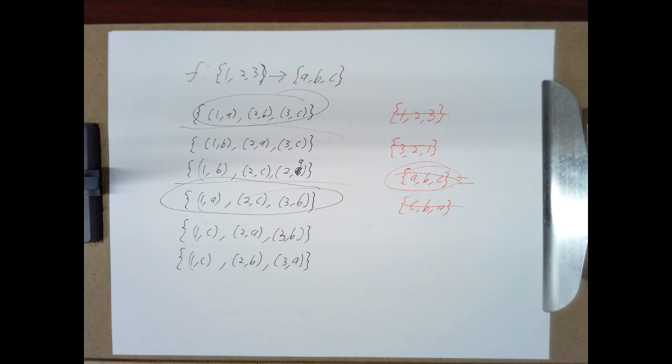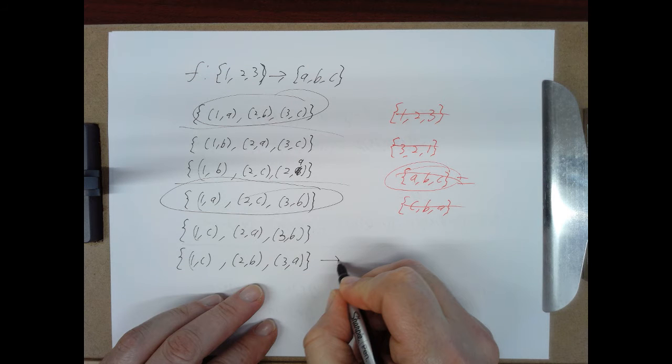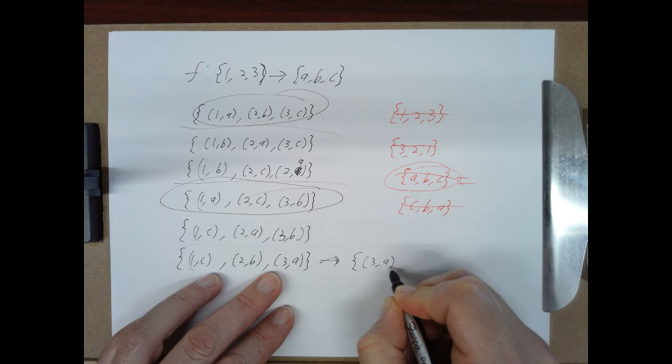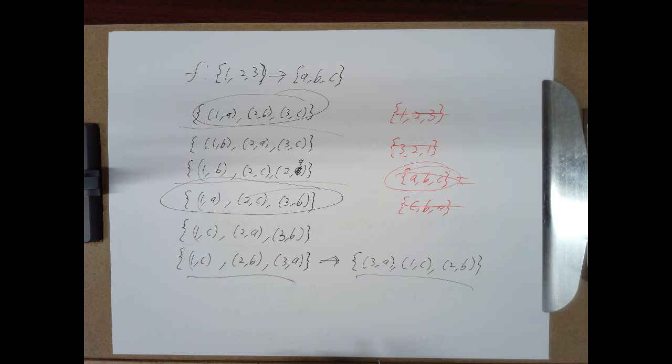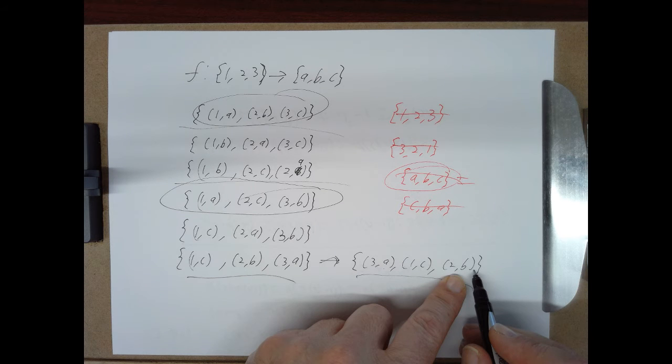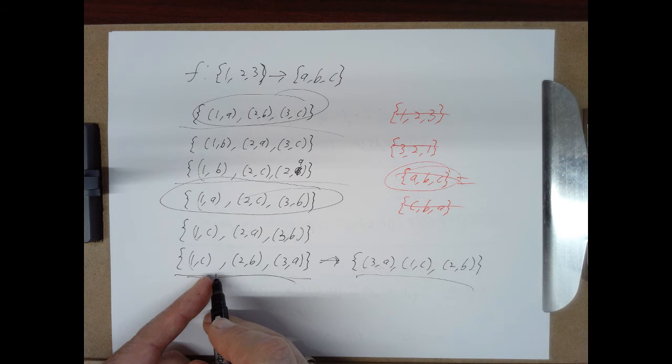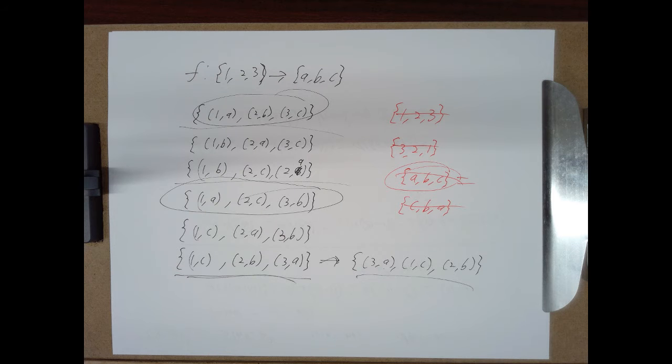But instead, we could write 3 comma A, 1 comma C, 2 comma B. Is that the same function as this? Yeah. That's why we're using ordered pairs, because this is saying 3 goes to A, 1 goes to C, 2 goes to B. That's exactly what this says. And the fact that I listed 3 first over here and last over here doesn't change the function. So that's why you have to use ordered pairs when you write a function like this.